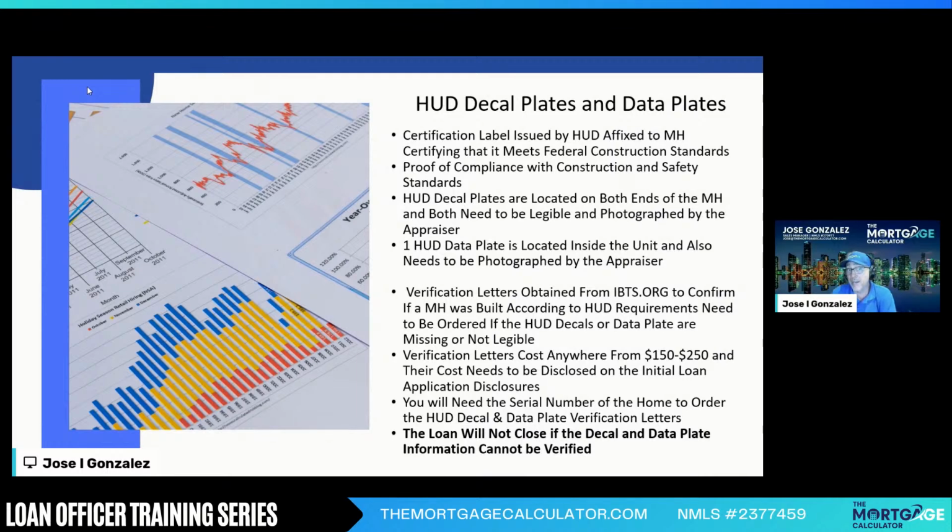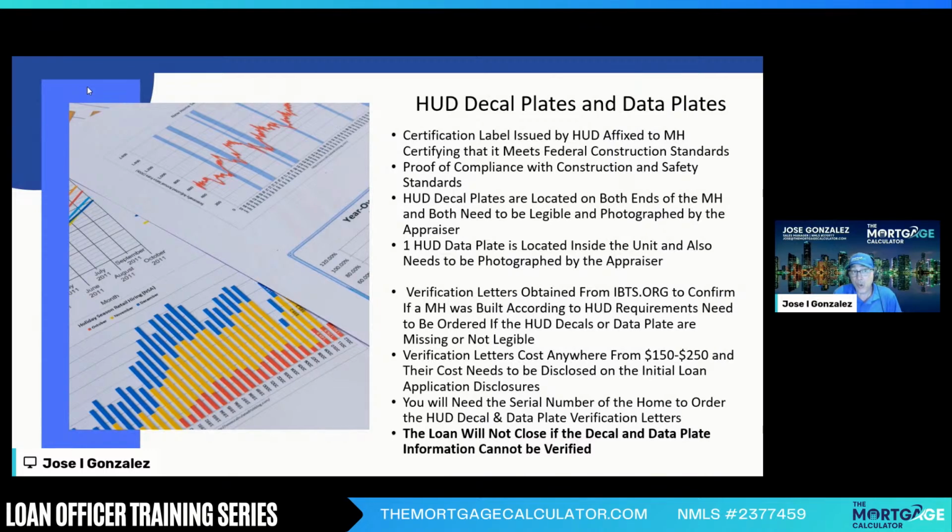Tell your customer you may need it, you may not, because if you do need it, and most of the times they are needed, and you don't request it within 3 days of receiving the appraisal and realizing that it doesn't have it, it's going to be a tolerance cure if you disclose it when you get the invoice that the customer paid, because by then it's probably been 2 weeks or a week since the appraisal was received.